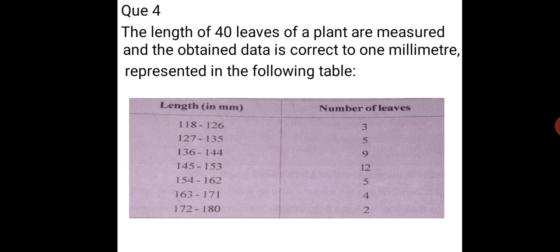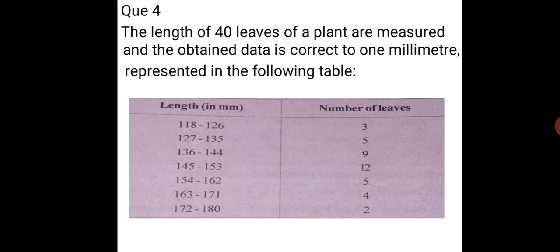Now here see the upper limit of the first class, that is 126, and the lower limit of the next class, that is 127. So there is a difference between 126 and 127. Whatever the difference is, we have to divide it between both the groups, so it will be 0.5. So in the first group we add 0.5 to the upper limit, and in the next group's lower limit we subtract 0.5. So the first group goes from 117.5 to 126.5.